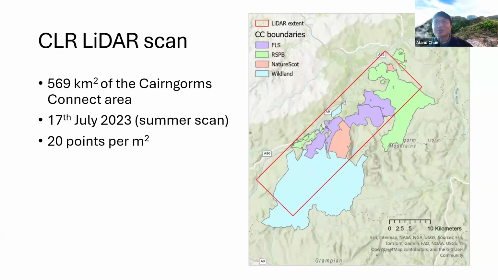So we thought it might be quite interesting from a scientific point of view to collect a LiDAR data scan for this landscape. In the summer of 2023, when it's really sunny and dry, the CLR commissioned a LiDAR scan across 569 square kilometers in this area that covers mainly the lowlands, but a bit of the mountains as well. It has a point density of 20 to 22 points per meter squared on average, which I think is slightly higher than what is proposed for the national LiDAR scan.